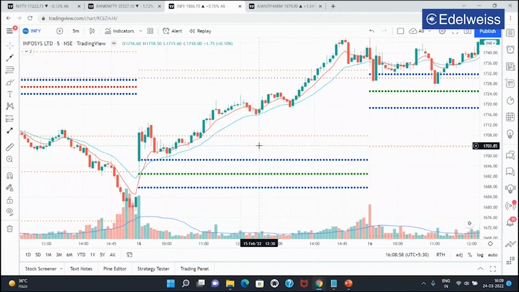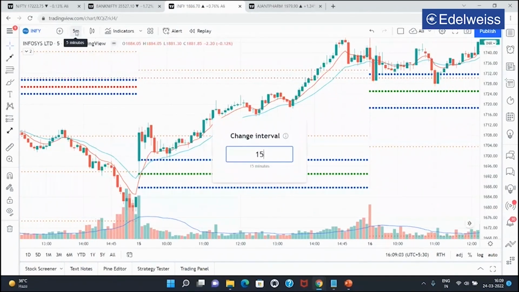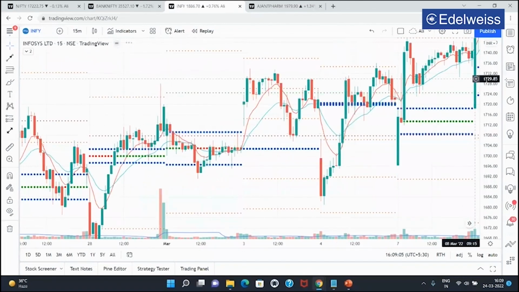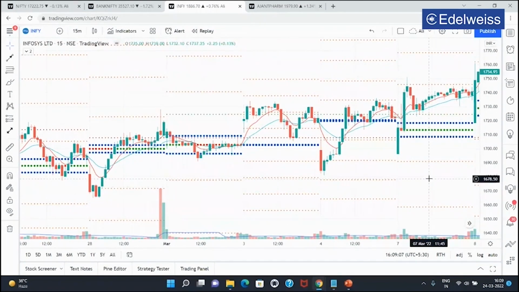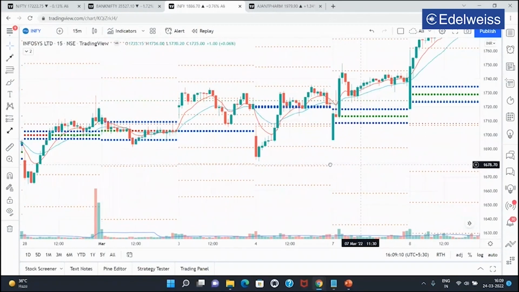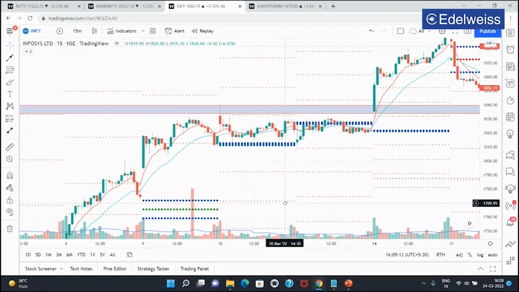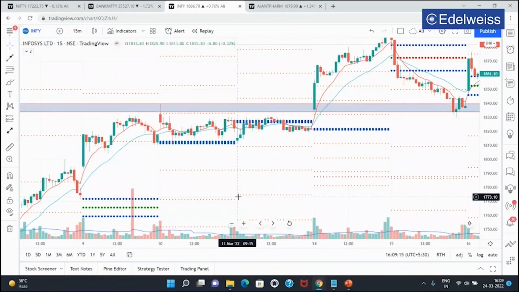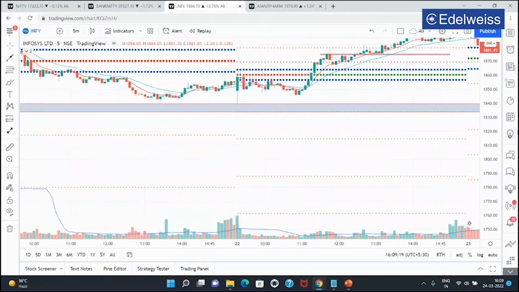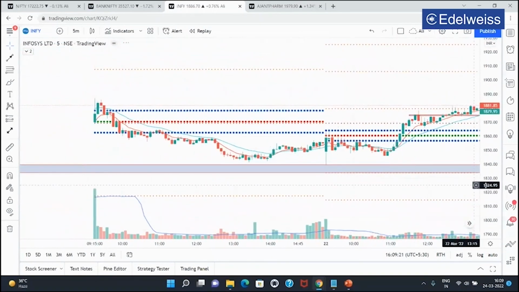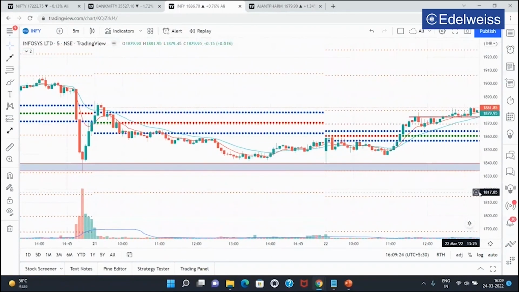See, I only use this on the 5 minutes time frame. So Infosys, this is a 5 minutes time frame. If I go on a 15 minutes time frame, the support and resistance levels change. So what I always suggest is for these strategies, you should use 5 minutes time frame only, because once you change the time frame, the support and resistance levels also change, and candlestick support and resistance levels also change. So it is better if you use 5 minutes for entry and exit.